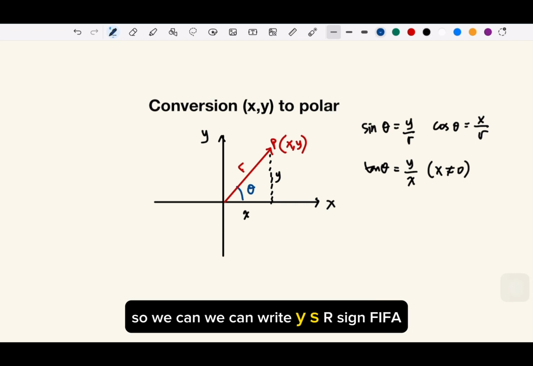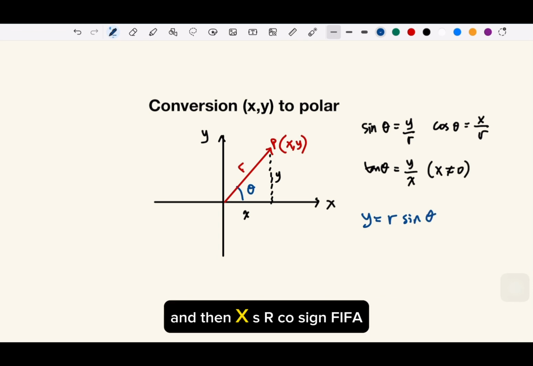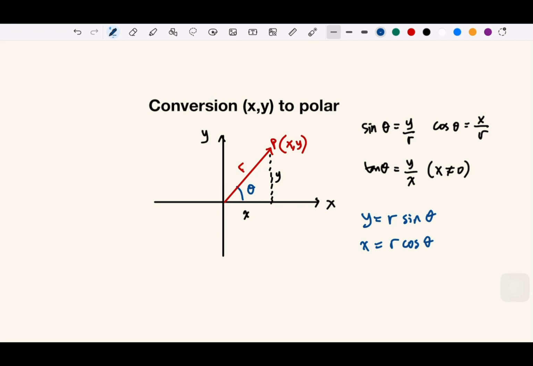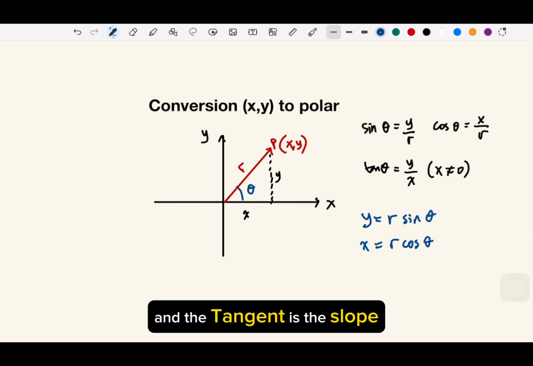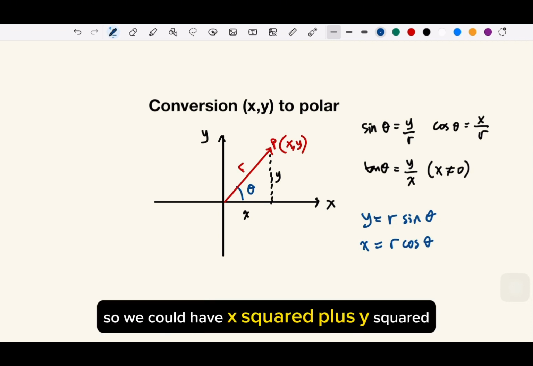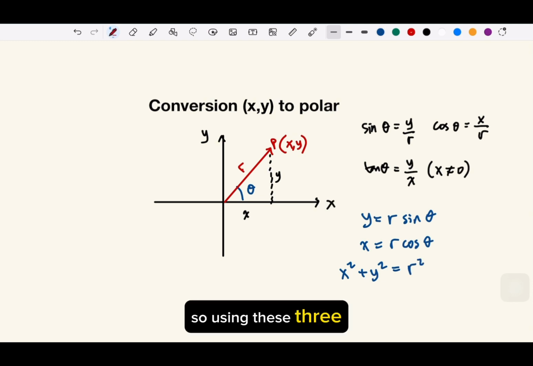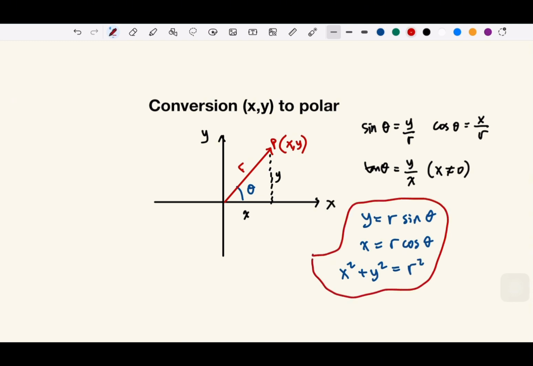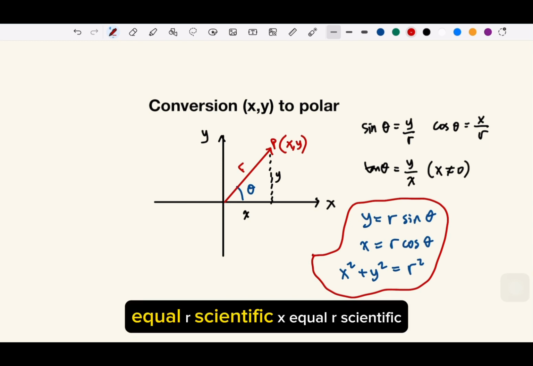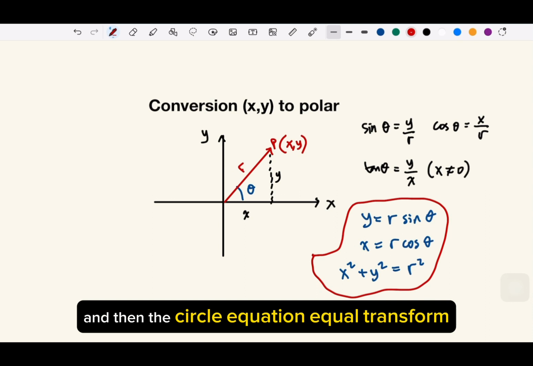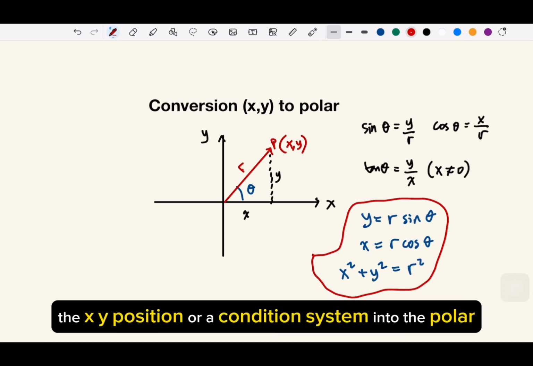So we could write y as r sine theta, and then x as r cosine theta, and then the tangent is the slope, and also the circle. So we could have x squared plus y squared equal r squared. Okay. So using these three relations, y equals r sine theta, x equals r cosine theta, and the circle equation, we could transform the xy position or Cartesian system into the polar.